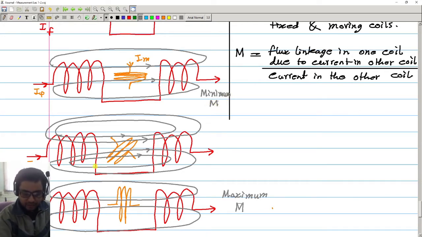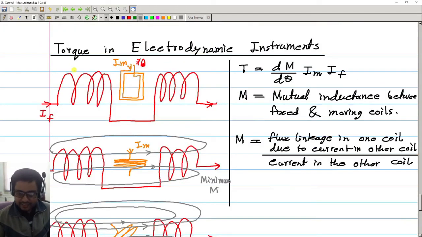And in this diagram, when this is at a 45-degree angle, we will have intermediate mutual inductance. So you see, mutual inductance varies as we change the angle theta of the inner coil with respect to the outer coil, and that is giving rise to this dM d theta.